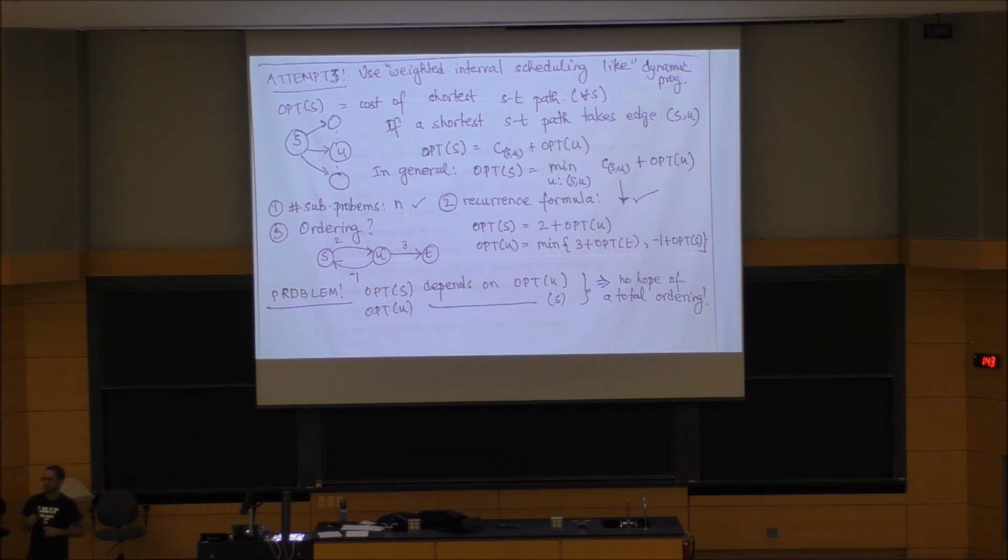And again, this is where dynamic programming starts to get tricky. You can come up with recurrence relations or recurrence formulas, but it need not always work because you need to satisfy all 3 properties. So in this case, we came up with one that had polynomially many subproblems. There was a nice recurrence formula, but we couldn't get a good ordering.